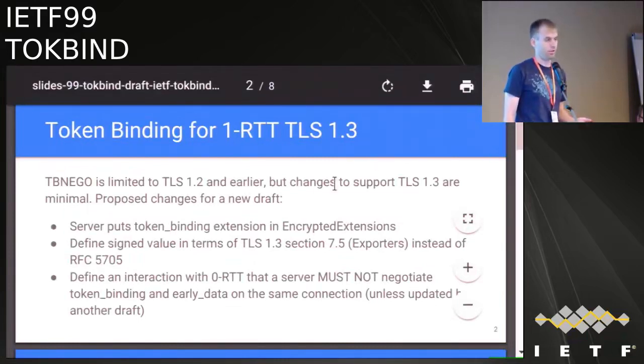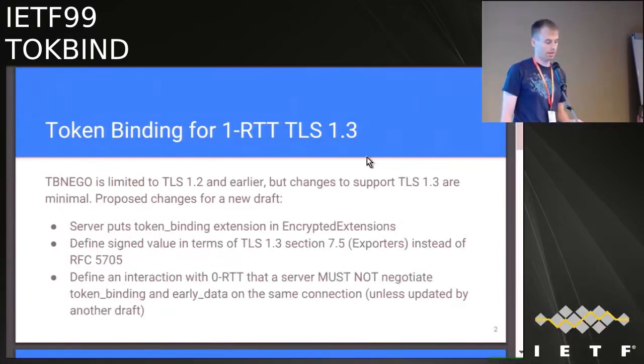In TB Go, we limited this to TLS 1.2 and earlier. But to support TLS 1.3, there are some really minor changes to make. I just wanted to get feedback from the group. Should we write up a separate doc? This would be a pretty short draft to cover the changes needed for supporting token binding in TLS 1.3, or can we just roll it into the existing draft that I've been working on for zero RTT connections?